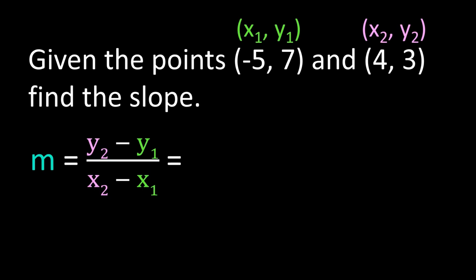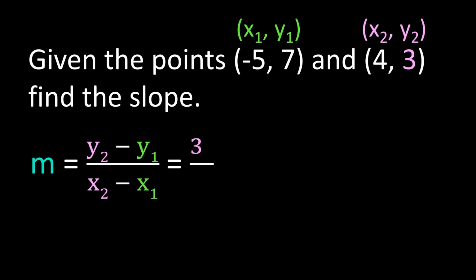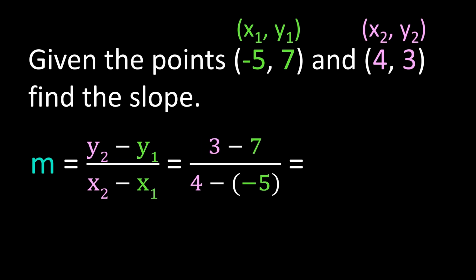So we'll start with y2. y2 is 3, so we'll have 3 minus y1, which was 7, over our x2, which was 4, minus x1, which is -5. When I put the -5 in, you're going to want to put the parentheses around -5 so you can see that you have 4 minus a -5. Then you're ready to subtract. We have 3 minus 7. 3 minus 7 is -4.